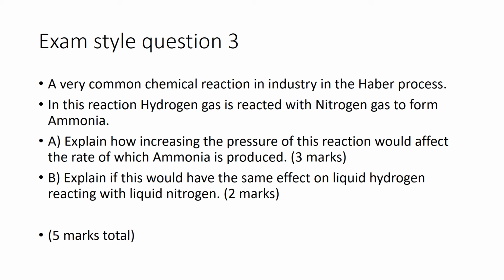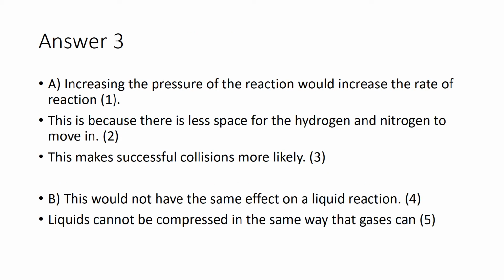In this reaction, hydrogen gas is reacted with nitrogen gas to form ammonia. So, part A of the question. Explain how increasing the pressure of this reaction would affect the rate at which ammonia is produced. And part B, explain if this would have the same effect on liquid hydrogen reacting with liquid nitrogen. So the first part is 3 marks and the second part is 2 marks, 5 marks total.